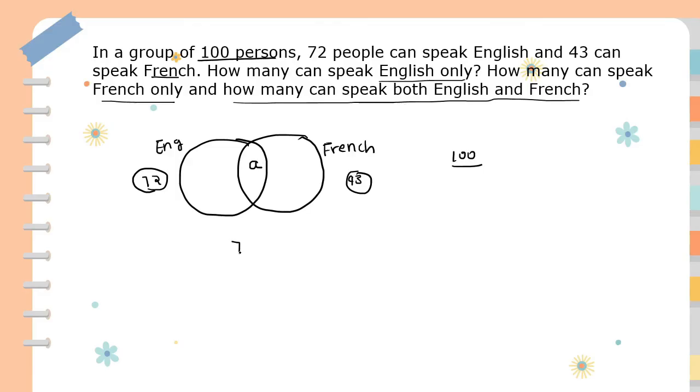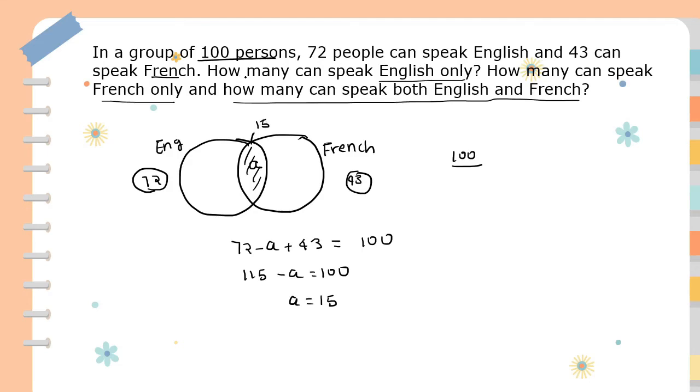So it will be 72 minus a plus a plus 43 minus a equal to 100. So basically it will be 115 minus a equal to 100. So a will be equal to 15. So that means there are 15 people who can speak both English and French.